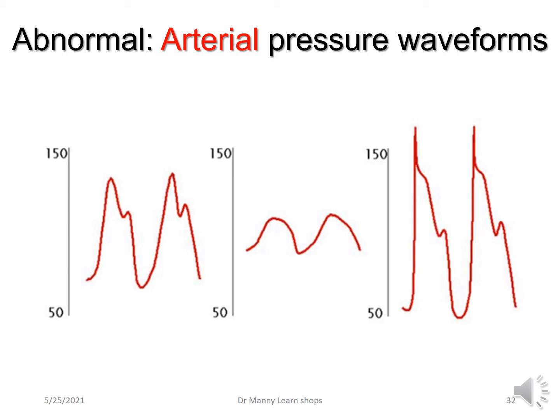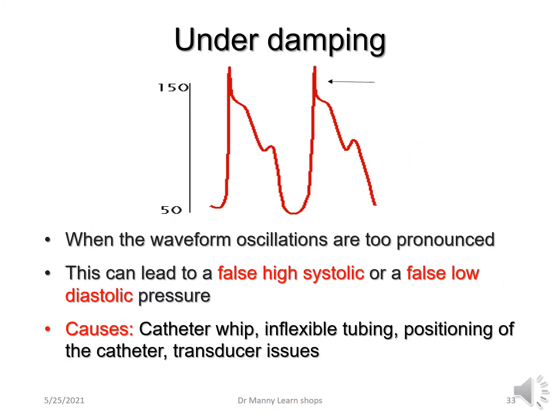When we look at abnormal arterial blood pressure waveforms, these are some examples, and just a few. So you've got underdamping. Underdamping is when the waveform oscillations are too big. They're too pronounced. They're too overdone. And this can lead to false high systolic blood pressures or false low diastolic blood pressures.